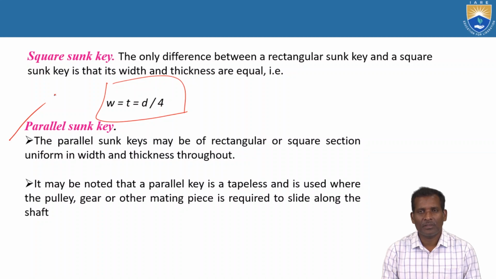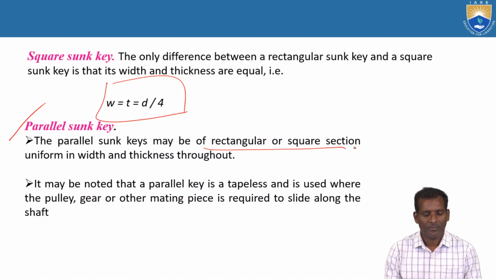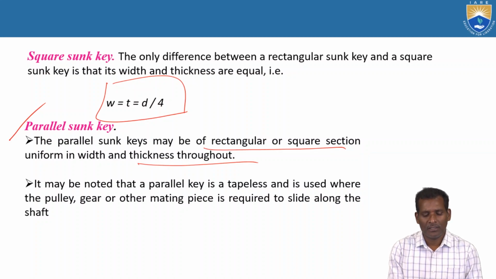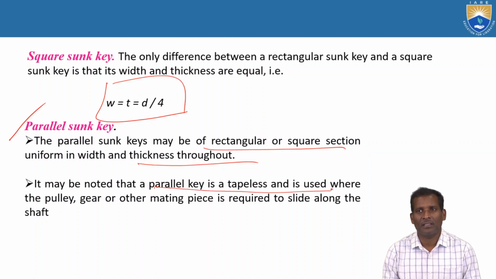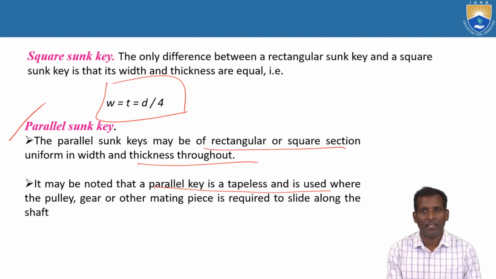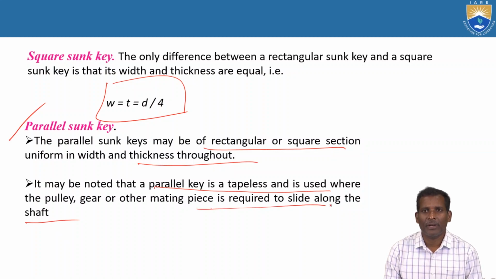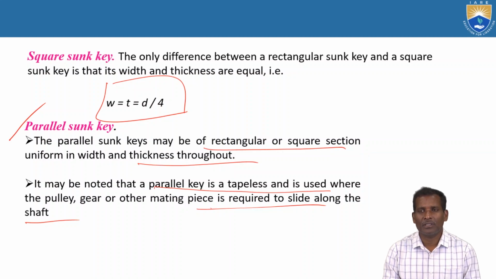Similarly, parallel sunk keys may be of rectangular or square section, with uniform width and thickness throughout. It may be noted that the parallel key is a taperless key and is used where the pulley or gear or other mating piece is required to slide along the shaft. So sometimes the shaft is in rotational motion and the mating piece is stationary, but sometimes both are required to move. In that case, this type of parallel key is useful.